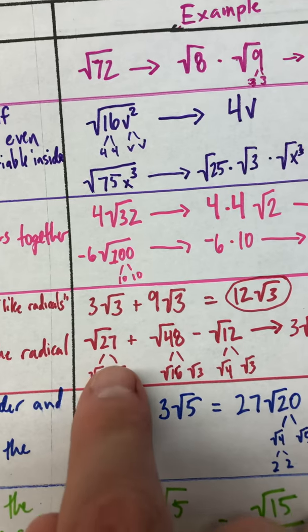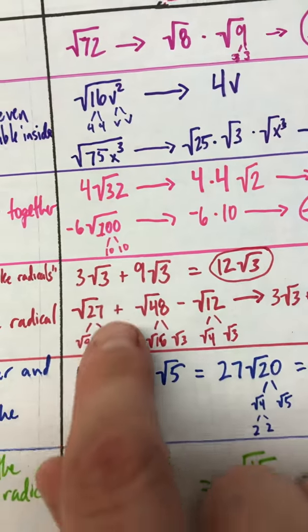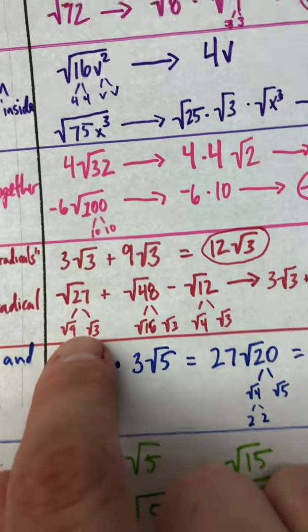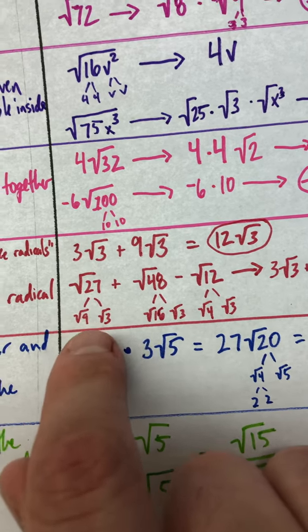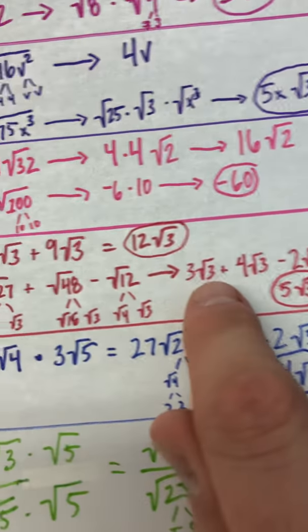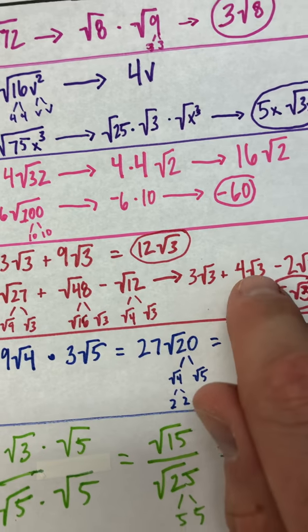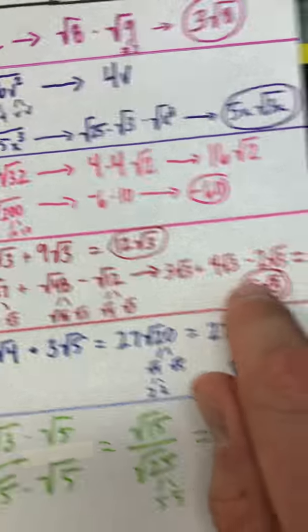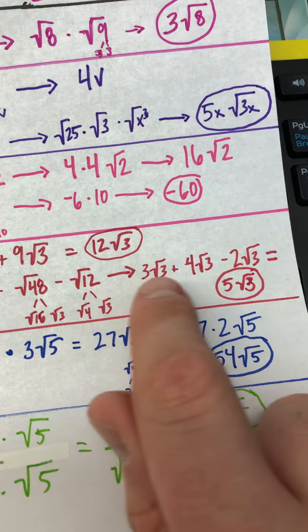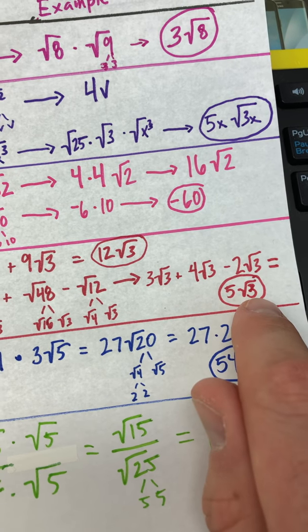If we look at the next one, radical 27 plus radical 48 minus radical 12, okay? What you need to do is break down these radicals. So you break radical 27 down, and you get 3 radical 3. You break radical 48 down, and you get 4 radical 3, and radical 12 is 2 radical 3. Do you see we've got all radical 3's under there? Now we can do 3 plus 4 is 7, minus 2, which is 5 radical 3, okay?